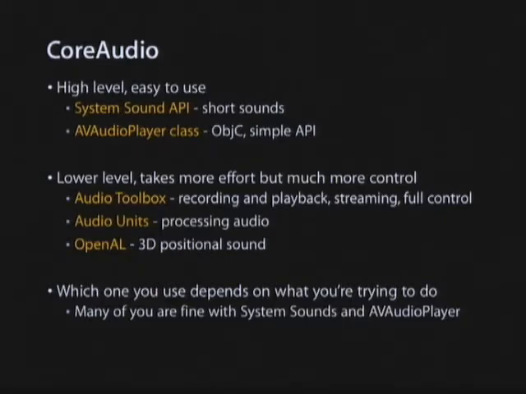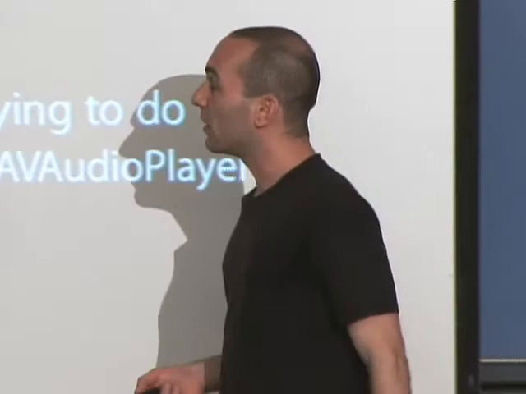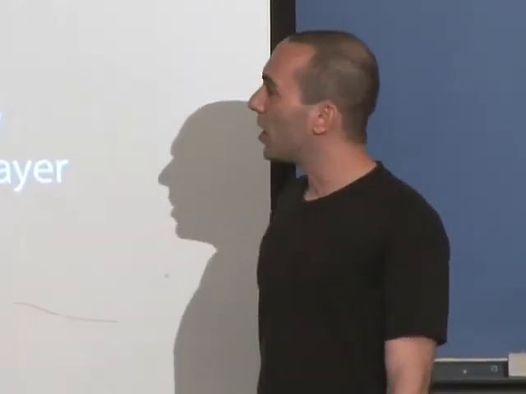If you're trying to do something really simple, like playing little system sounds, you would use the system sound API. If you're trying to just play songs, you can use the AV Audio Player class, and that will give you some things like scrubbing and callbacks for when playback starts and stops. If you're trying to do more complex things like recording, there's the Audio Queue API that's available in the Audio Toolbox. And Audio Toolbox has a whole bunch of different classes and helpers for this.